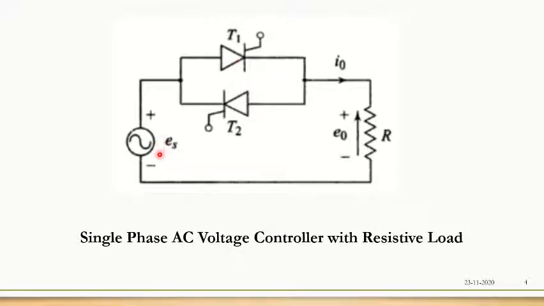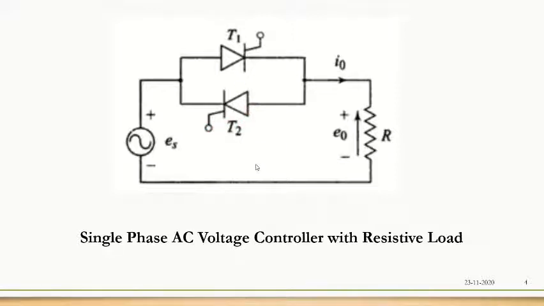Similarly, in the negative cycle, T2 will be forward biased from pi to pi plus alpha. Pi plus alpha is the time at which you will give the gate triggering pulse to T2 to turn it on, right? So from pi to pi plus alpha, T2 will be forward biased. After you give the gate triggering pulse, T2 will start conducting, right?